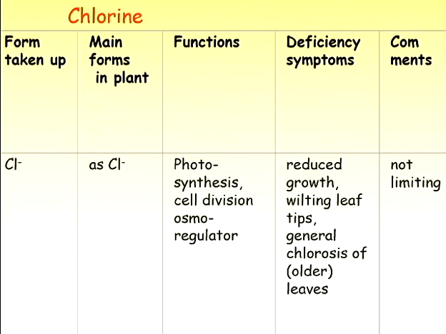And the other function is in photosynthesis. The process of splitting water also needs chloride ion. So that's another function. So chlorine is usually not limiting for plants. It's hard to induce chlorine deficiency, but if you manage to do it, then you will see these symptoms: reduced growth, wilting leaf tips. That's a little bit special compared to other deficiencies, and just chlorosis, which is not very specific.